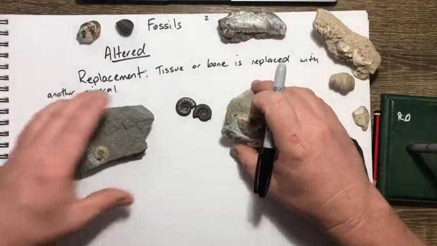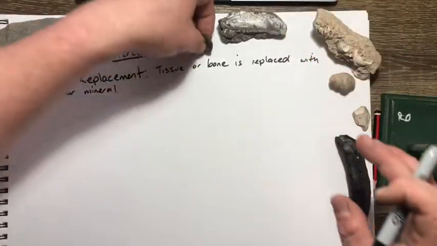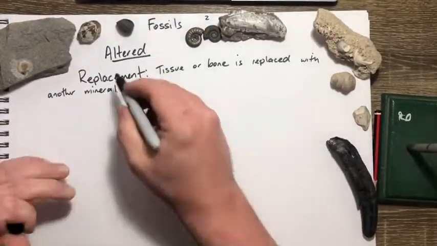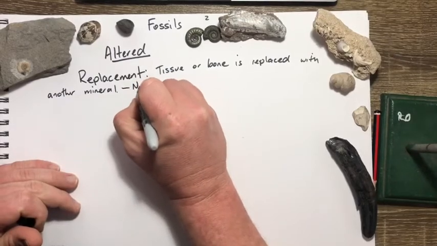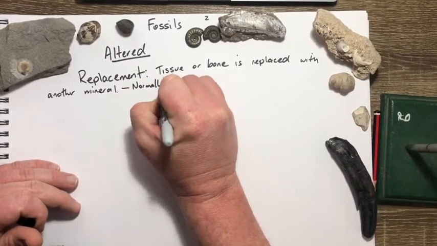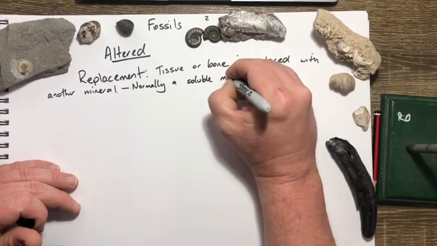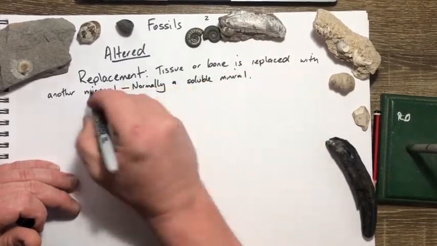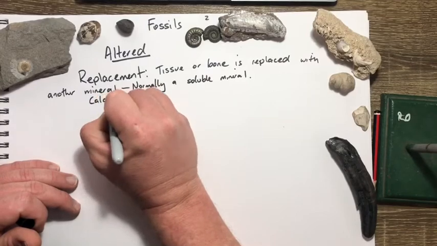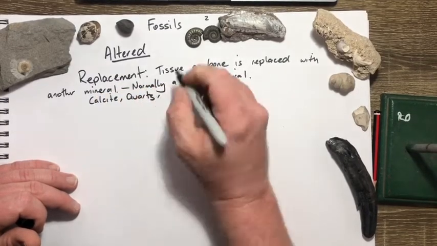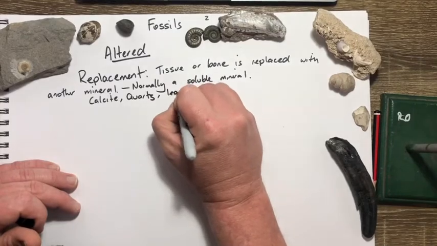So this is replacement. And let's write a little bit more about that. Replaced by another mineral. Normally it's a soluble mineral. Calcite. Quartz. Or iron pyrite.